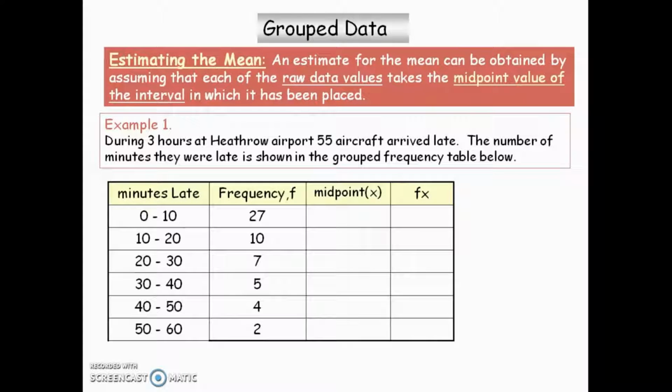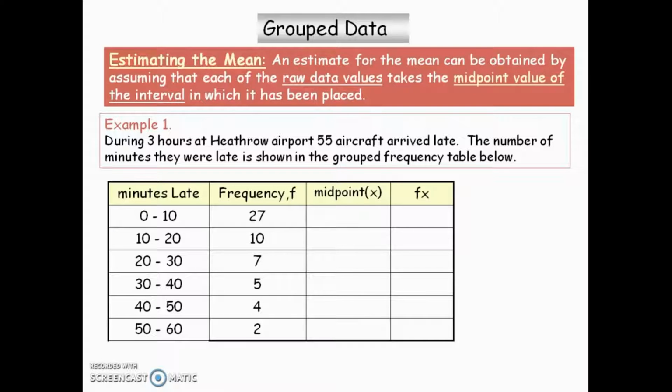Now come to the mean for calculating this particular data set. This mean can be estimated or obtained by assuming that each of the raw data values takes the midpoint value of the interval in which it has been placed.